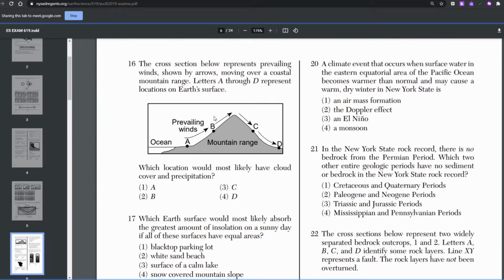Now, if you remember what we learned today in class, the higher up you go in the Earth's atmosphere, within the troposphere, the colder it's going to get. So it's going to get real cold at the top of this mountain. Now, the air just came off the water, so this air is wet. What happens if you take wet, humid air and get it really, really cold?